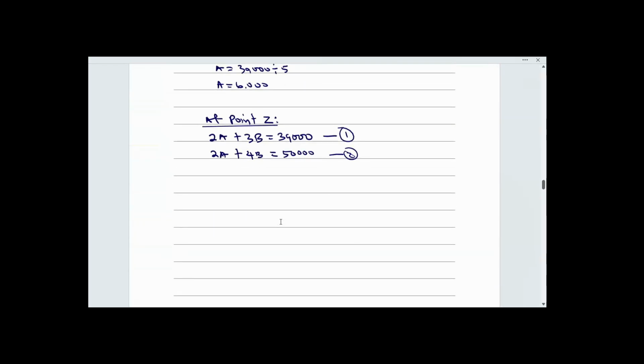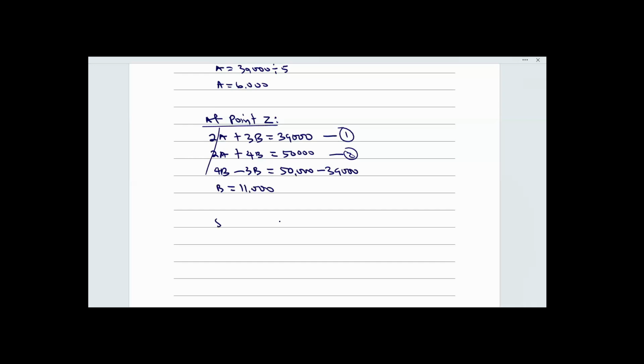Again, you can see 2 already equal to 2. So just cut this one into 2. There's no need for me to multiply 2 multiplied by 2, so it's a waste of time since I can see that 2 already cut 2. So just say 4B minus 3B equal to 50,000 minus 39,000. So B equal to 11,000.